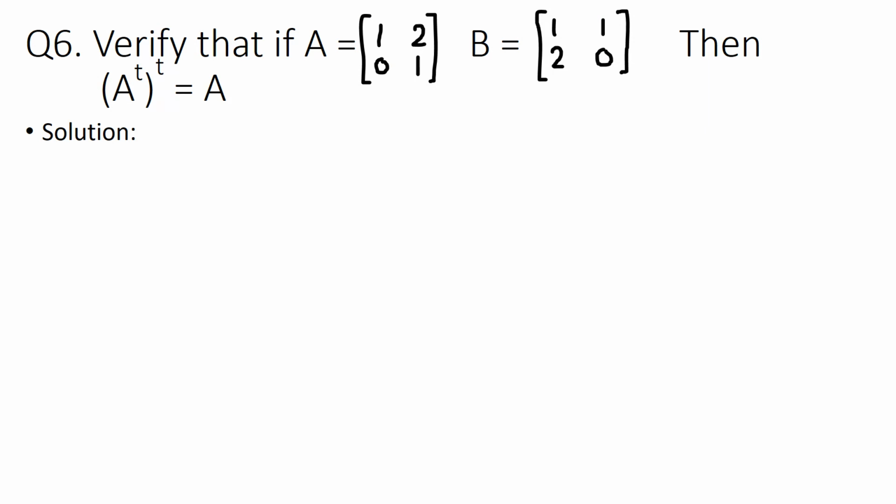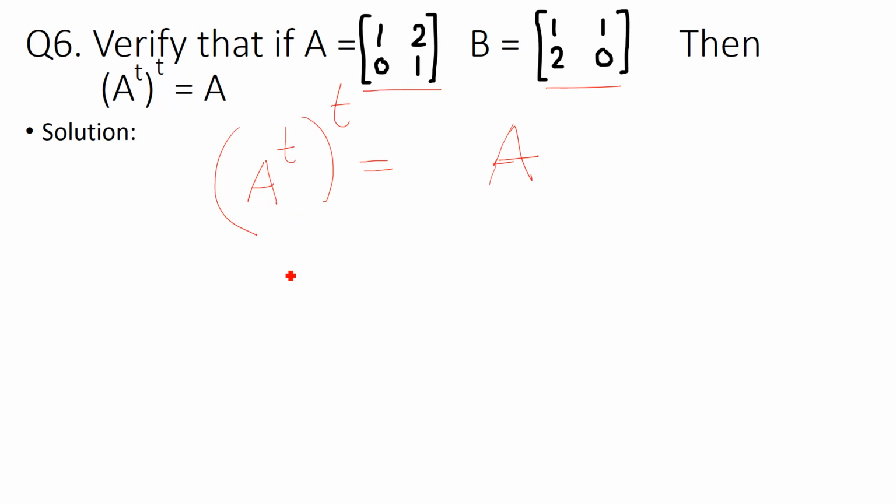Question number 6 is the last question and a very important question. Verify that A, suppose the A matrix is this, B is equal to this, then you have to prove that A transpose whole transpose is equal to this A. What is the question? A transpose, then parenthesis whole transpose is equal to A, or you can say you have to prove left hand side is equal to right hand side. And A is, keep in mind, this bracket 1, 2, 0, 1, this matrix.